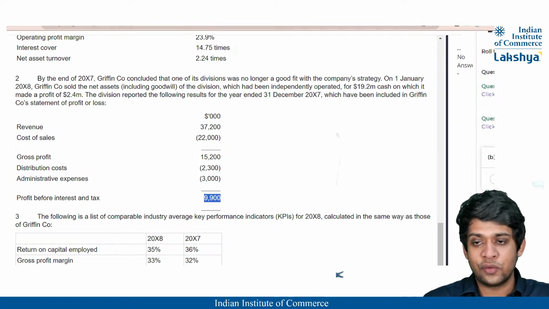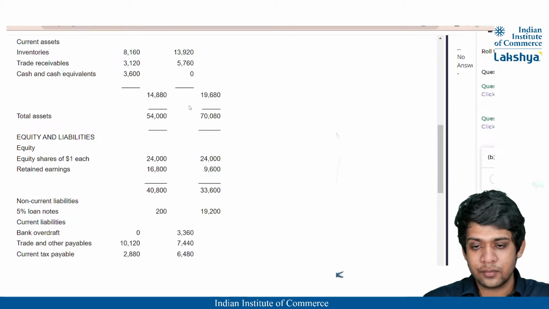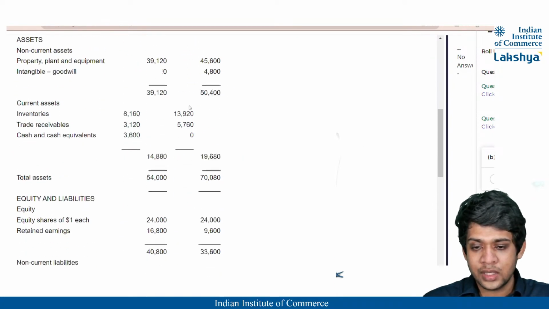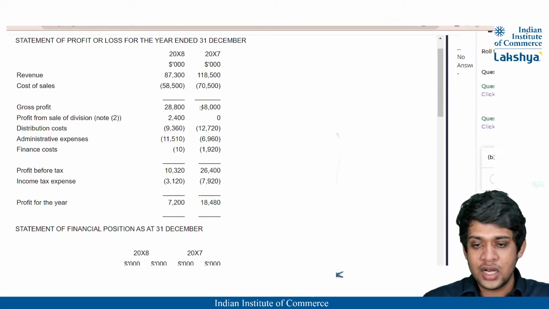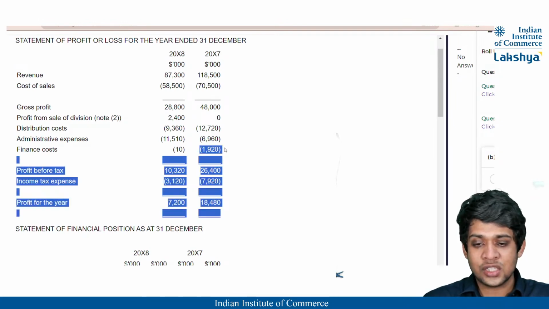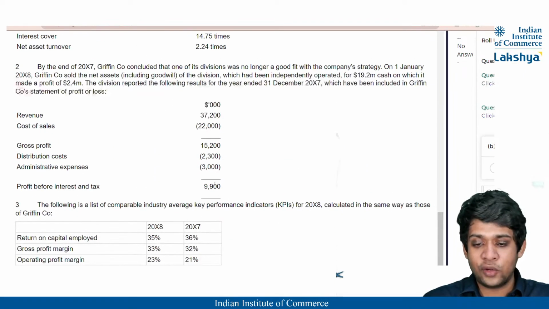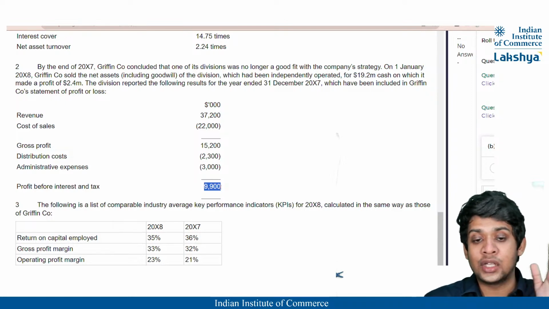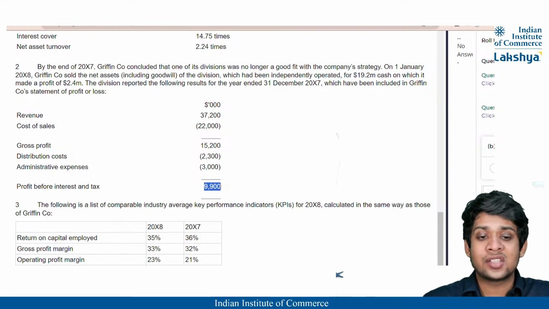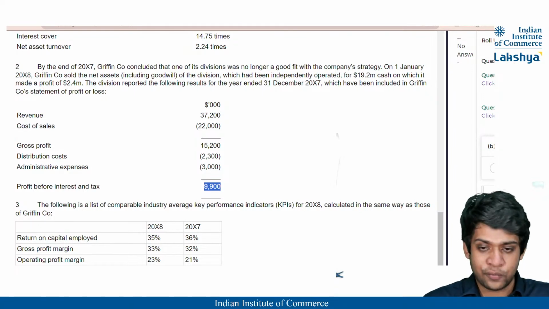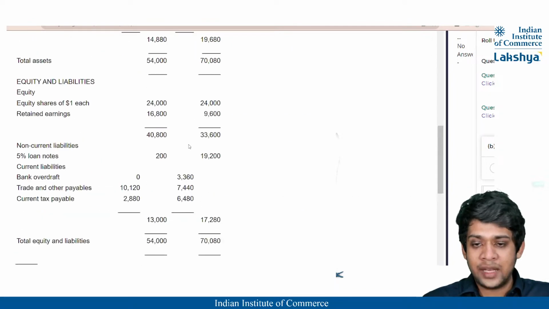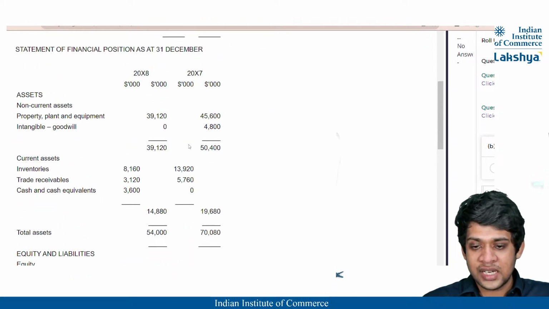So 26,400, where did it go? Yeah, for 2007 it will be nothing but 26,400 plus the finance cost being added back of 1920 and minus the profit before interest and tax that has been calculated from the sale of division, because you have to calculate the 2007 figures excluding the contribution made from the division which is disposed of or which is sold off, correct?